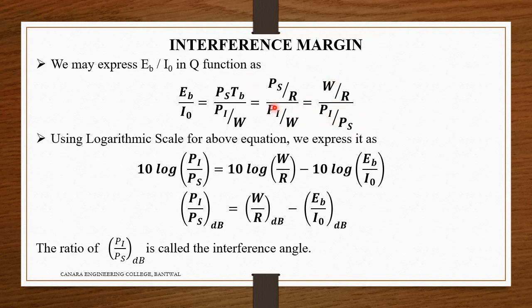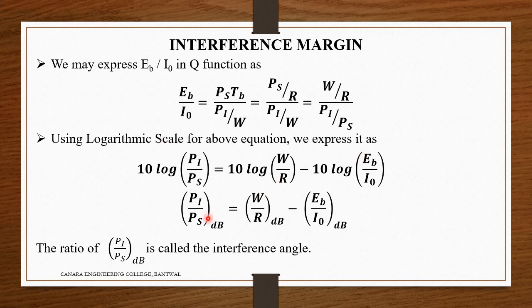Now I am rearranging this: Pi by Ps and W by R, the processing gain. This is the jamming margin, the interference power and the source power we are utilizing here. W by R is nothing but the processing gain, as we described earlier. If we take the logarithm, 10 log of Eb by I naught is equal to 10 log of W by R minus 10 log of Pi by Ps. Rearranging directly, 10 log of Pi by Ps is equal to 10 log of W by R minus 10 log of Eb by I naught.